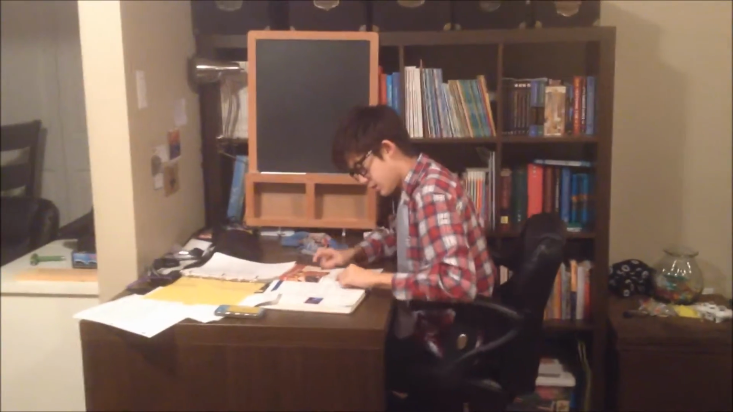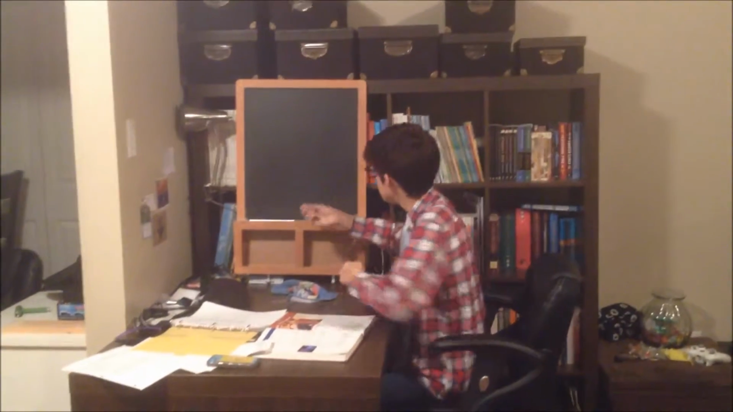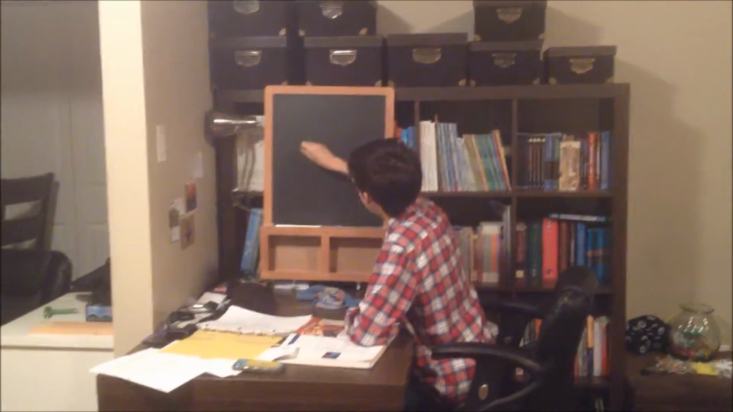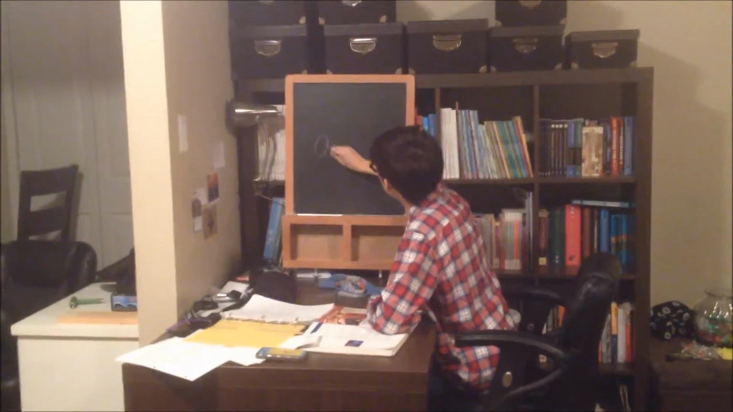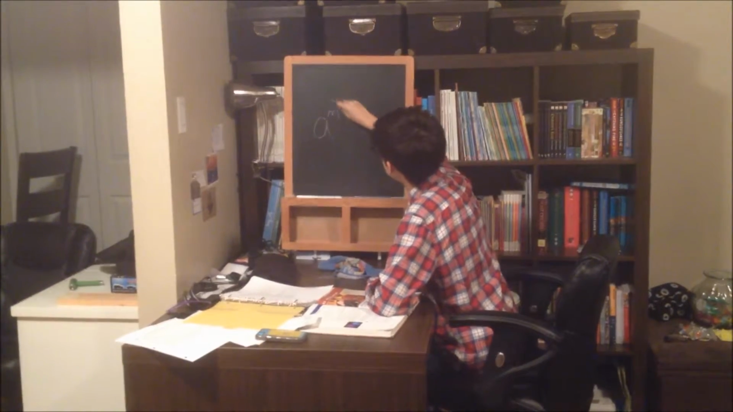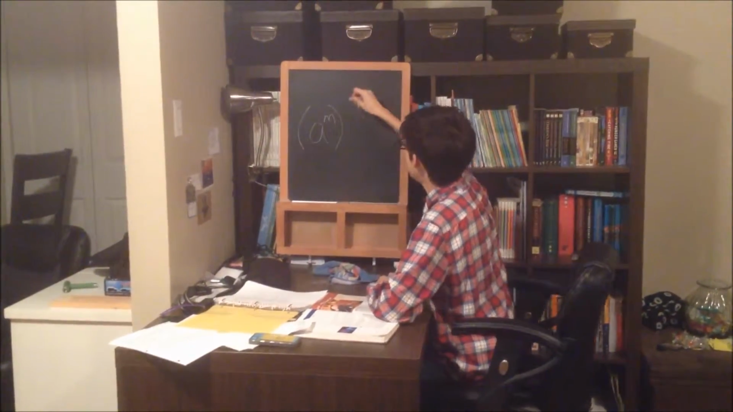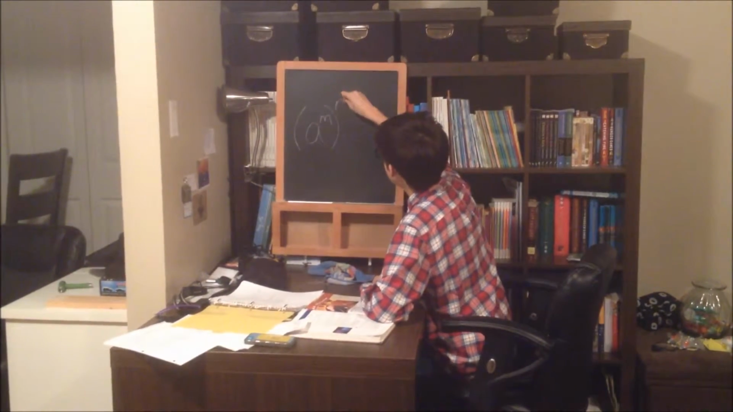Now, we are going to learn the power of a power. Here's an example. We're going to take A with the power of M, and we're going to put these in brackets. And on the outside, we're going to have the variable N.